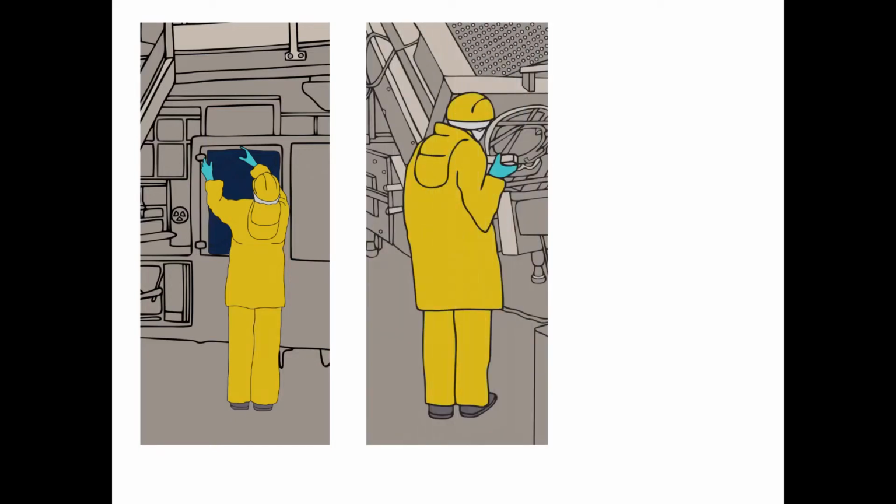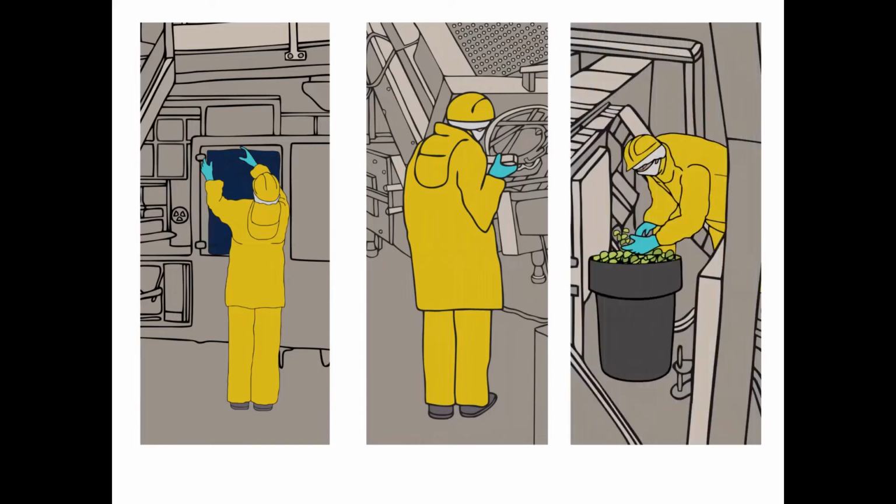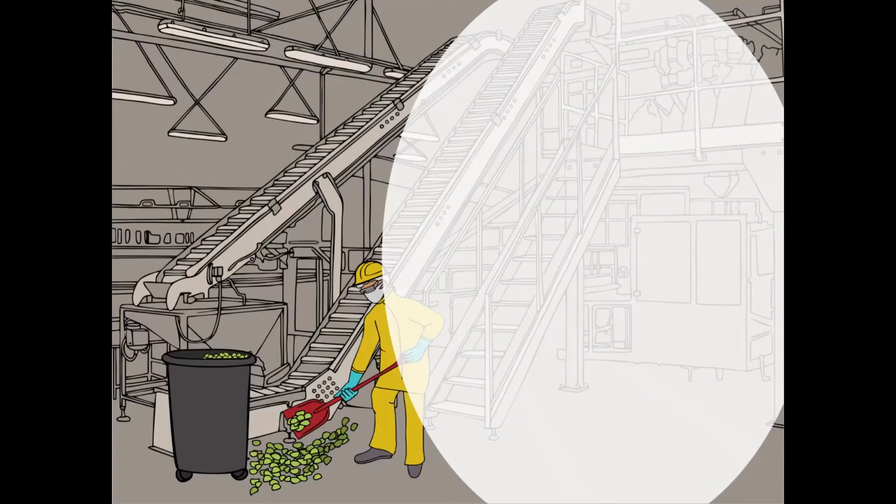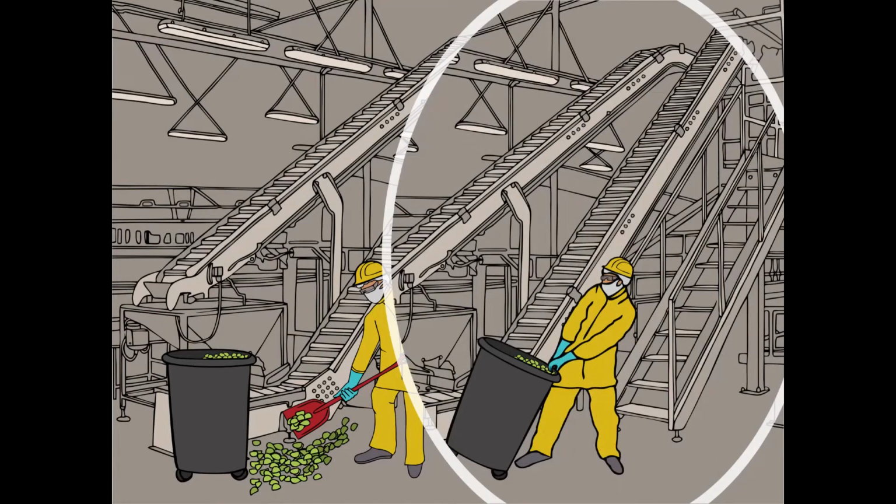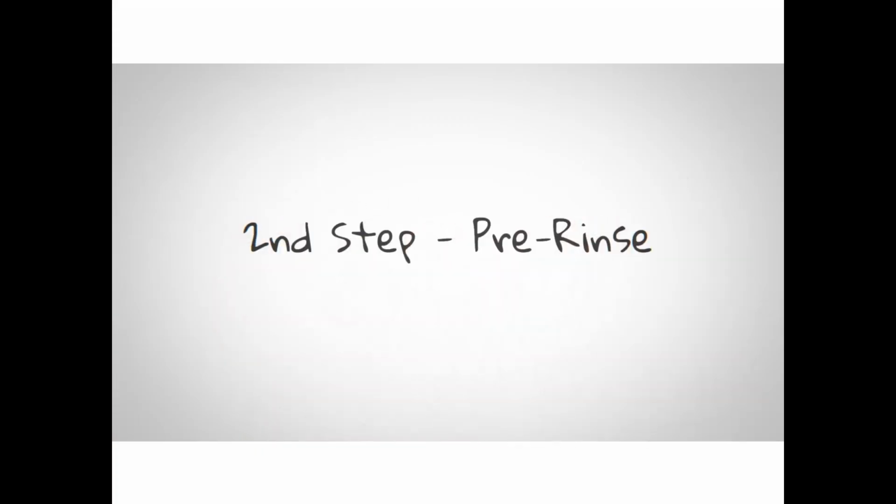We then disassemble the machine parts to reach them better when cleaning and disinfecting. Next, we collect visible product from the machines without using water. Later, we collect the product from the floor using brooms and shovels. And finally, we remove the waste from the area. Second step, pre-rinse.